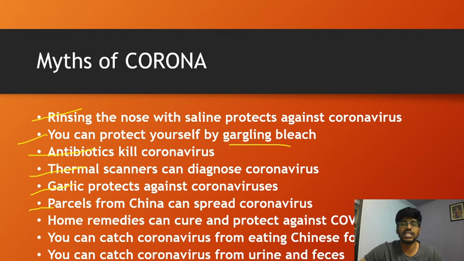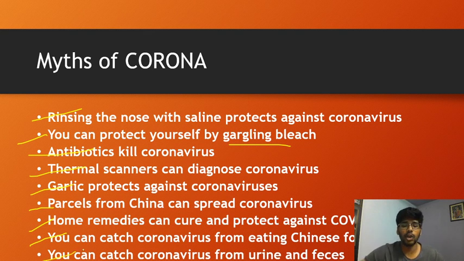And parcels from China can spread coronaviruses? Not at all. Parcels from China will be safe because they are transferred over a number of days, and the virus cannot survive outside the human host for quite a long time, right? So they cannot spread the coronavirus unless the person who came to deliver the parcel to you has the coronavirus. You can catch the coronavirus from eating Chinese food? Not at all. You can happily enjoy Chinese food provided it is properly cooked.